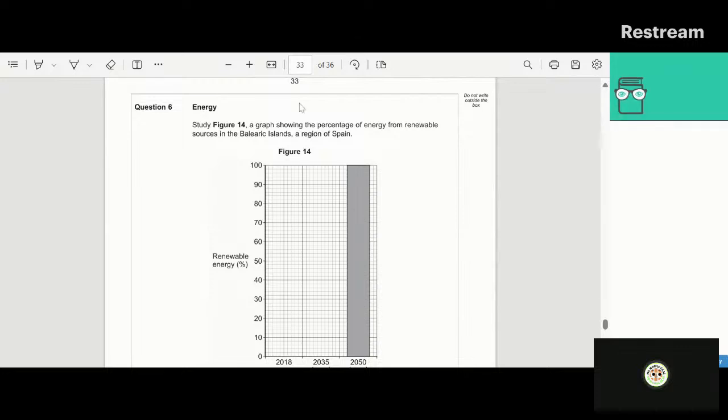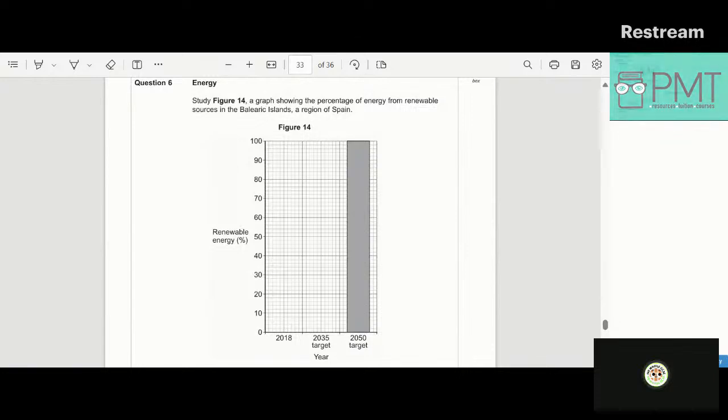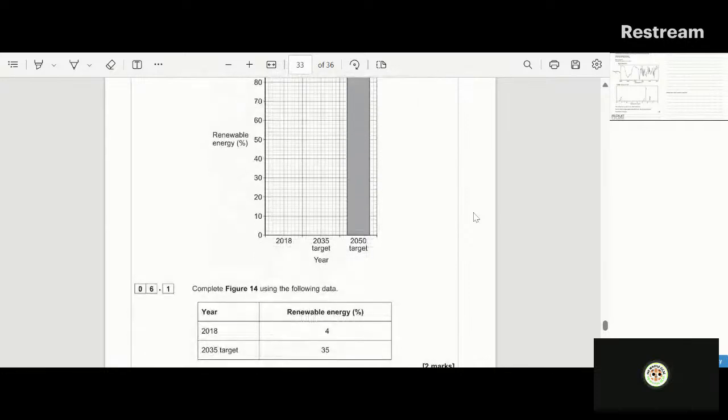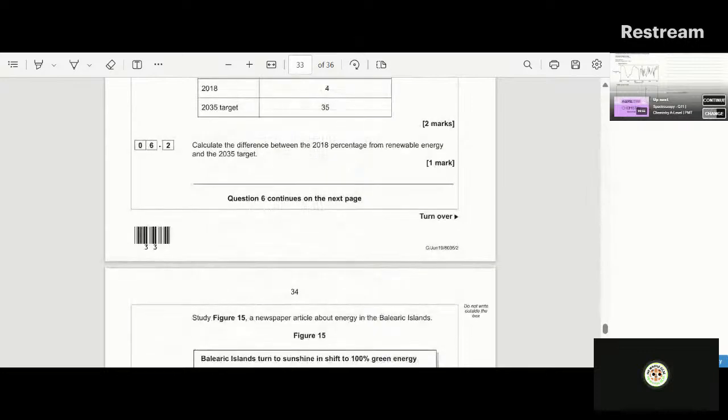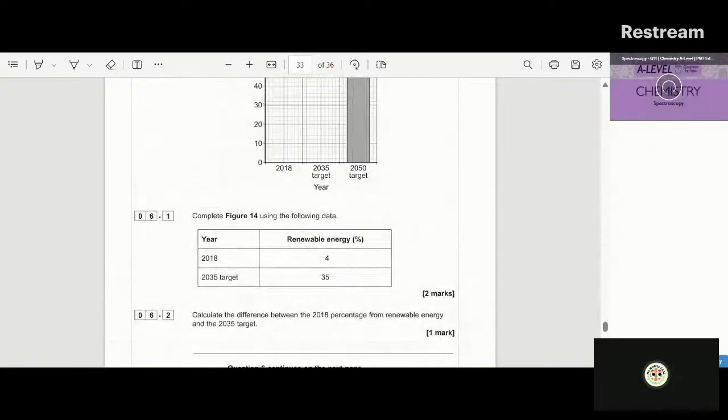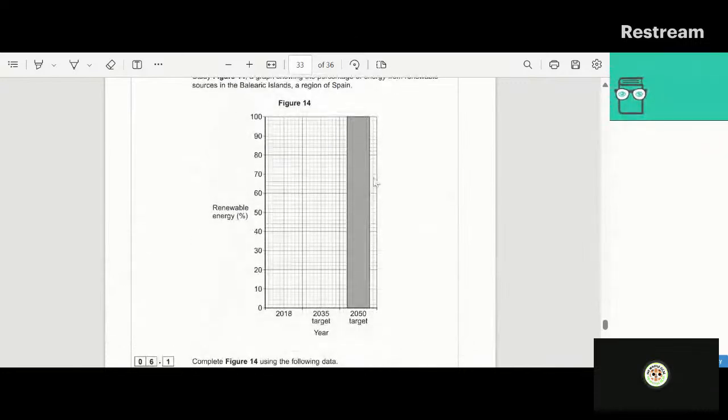Okay, let's now do so. Studying figure 14, a graph showing the percentage of energy from renewable sources in the Balearic Islands, a region of Spain. So you've got the graph here, figure 14. Complete figure 14 using the following data. So this is quite obvious. You pretty much just draw the bar chart relative to that. Calculate the difference between 2018 percentage from renewable energy and the 2035 target. You're just finding the difference between the bar charts.